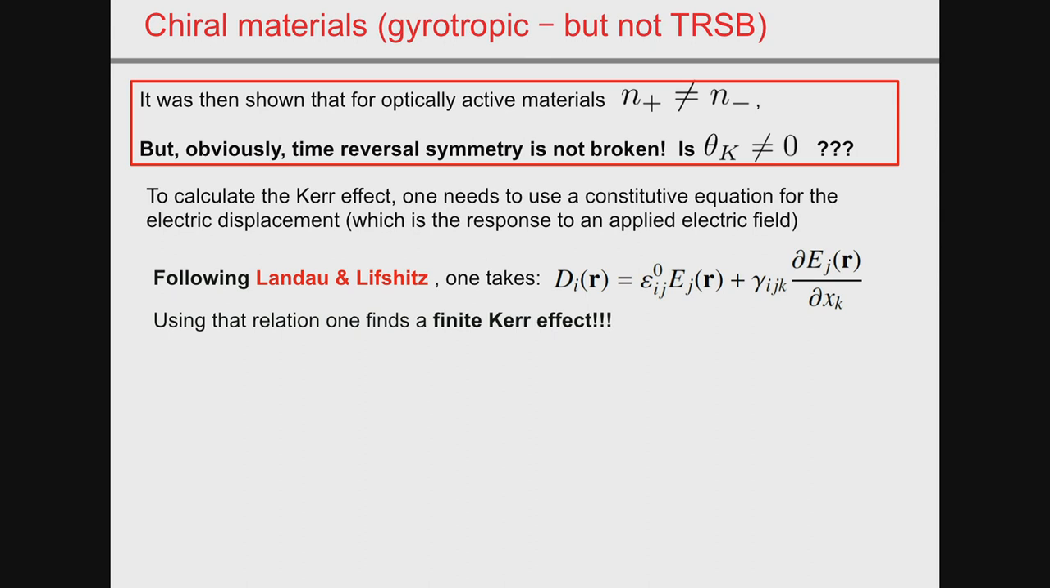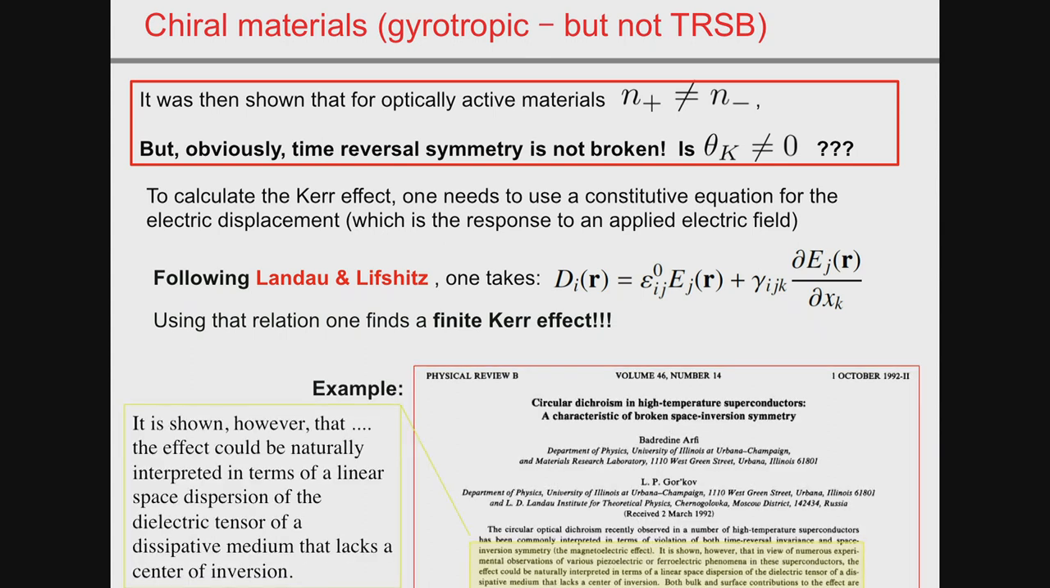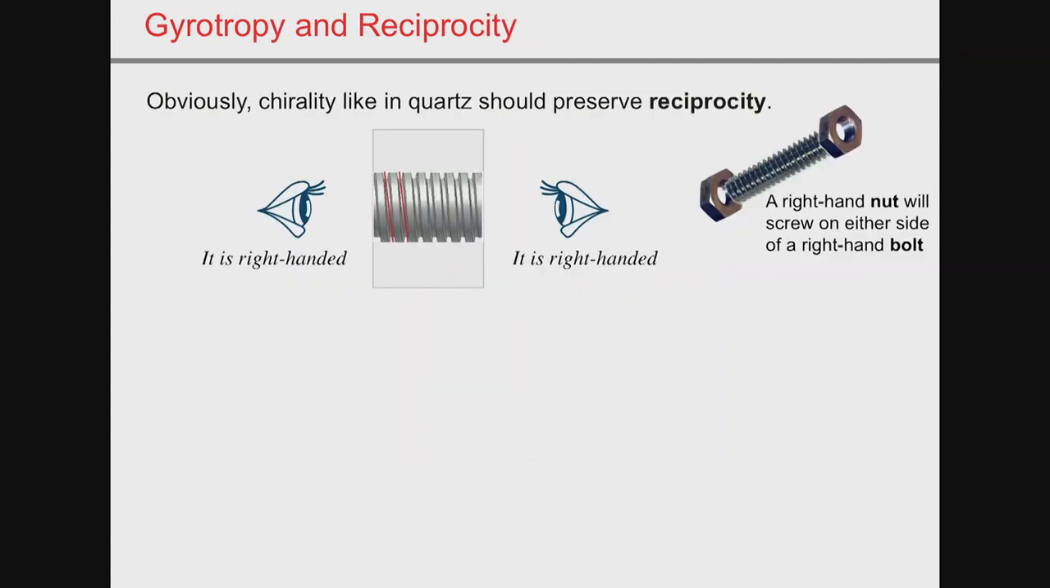Just to show you how deep this issue is on whether one should or not use this constitutive relation, in the early days of ITC, as this is part of what we are talking about today, Gorkov wrote a paper in which, after some results on the Kerr effect, he used this equation to say that the finite effect that people measured is probably coming from chirality and not from time reversal symmetry breaking. So that's an issue. So let's see the difference between these two effects, okay?